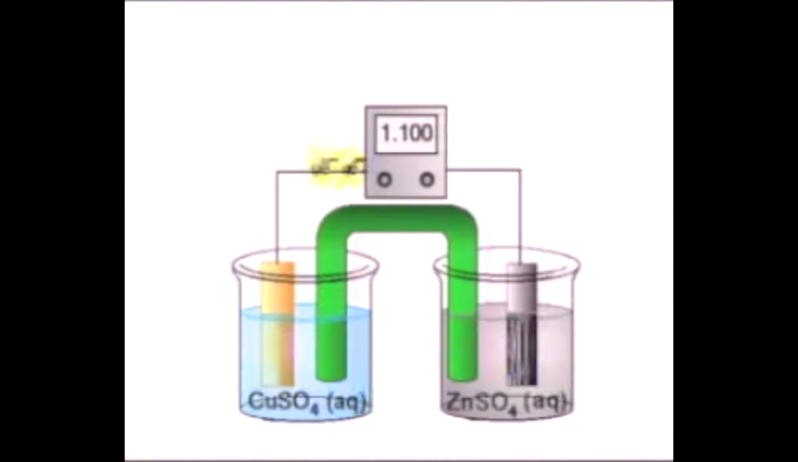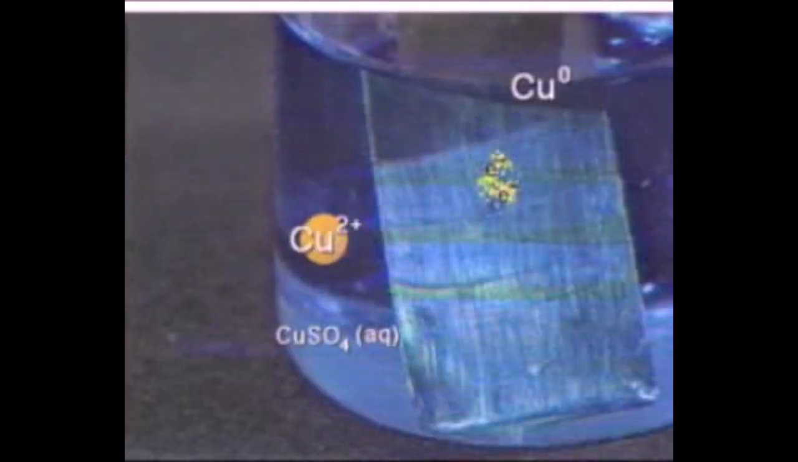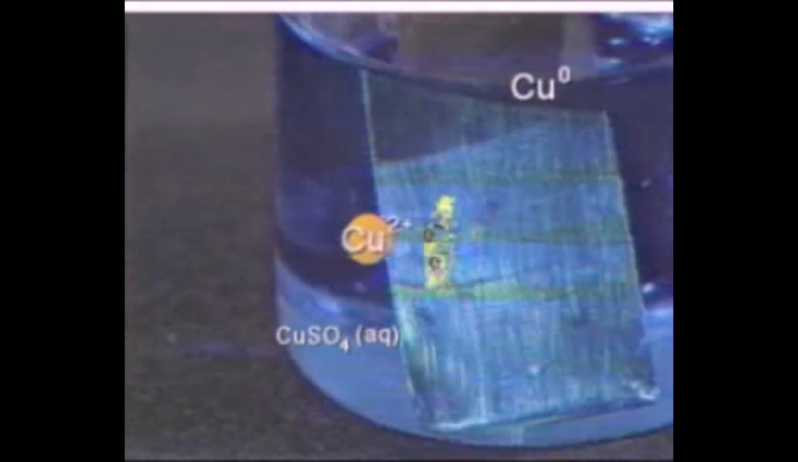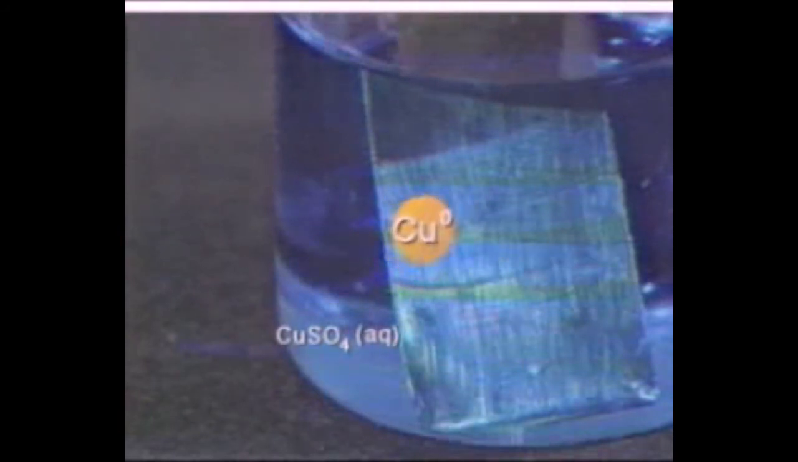Here, the electrons are causing a voltage to be registered on the voltmeter. The electrons continue on to the surface of the copper electrode, where they attract a copper-2 ion from the surrounding solution. The copper ion takes on 2 electrons and becomes an atom of metallic copper. The copper atom plates onto the copper electrode.